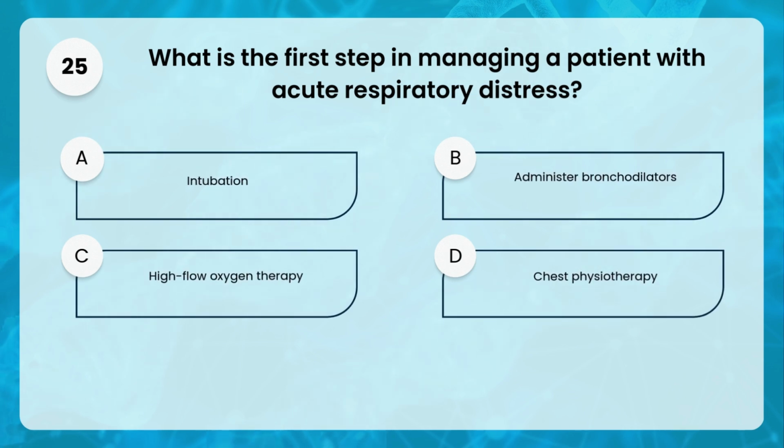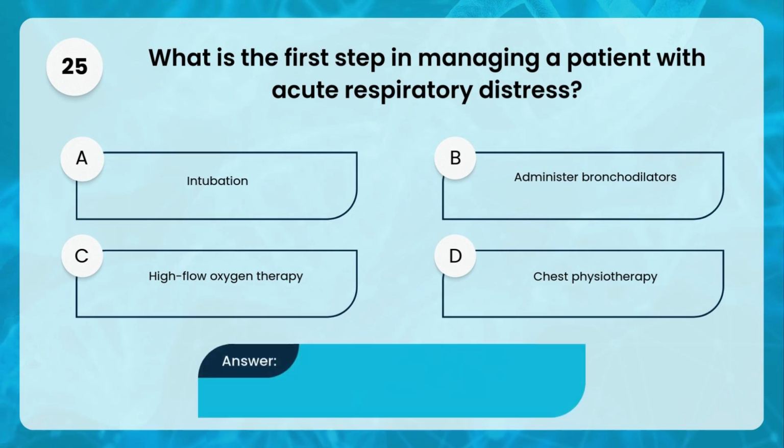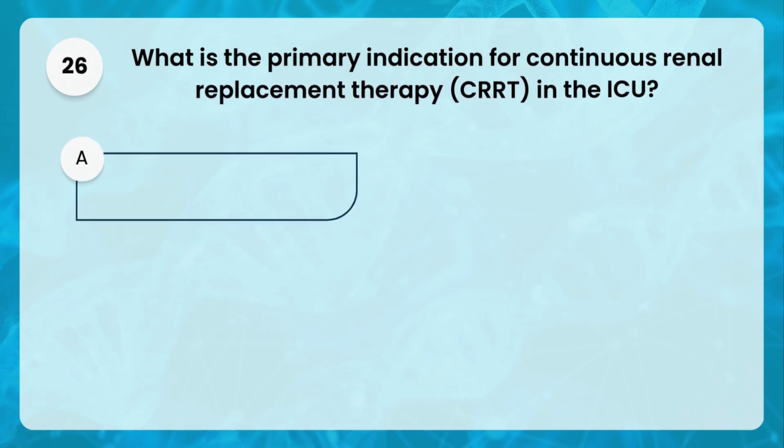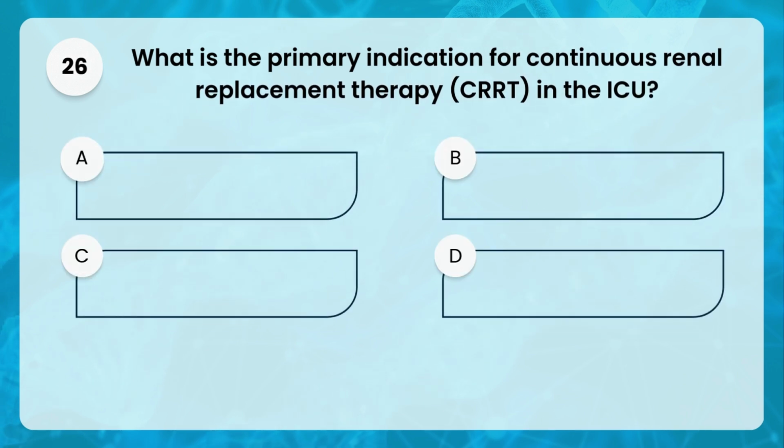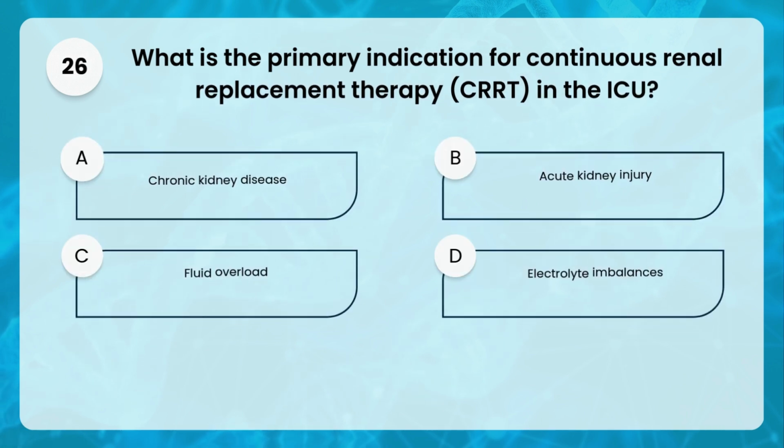Number 25. What is the first step in managing a patient with acute respiratory distress? A. Intubation, B. Administer bronchodilators, C. High-flow oxygen therapy, or D. Chest physiotherapy. The answer is C. High-flow oxygen therapy.